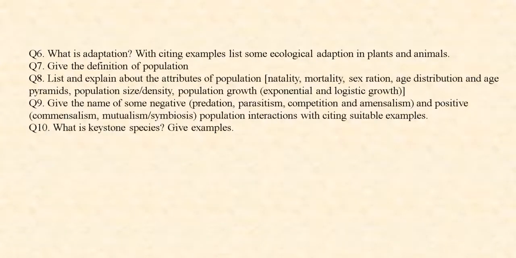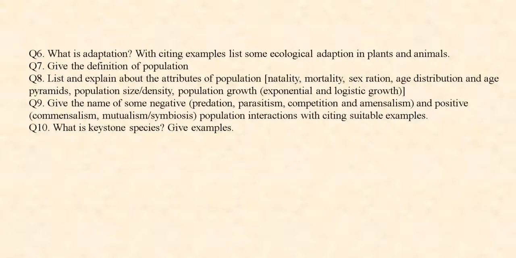Then in the next question, what is adaptation? With citing examples, list some ecological adaptations in plants and animals. Then give the definition of population. In the eighth question, I have written: list and explain the attributes of population, mainly natality, mortality, sex ratio, age distribution, and age pyramids.